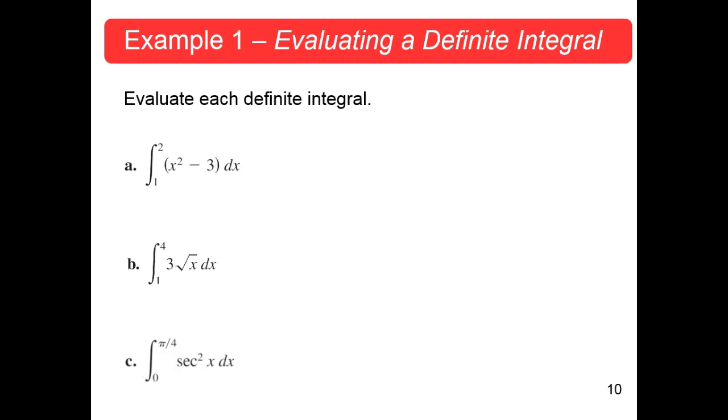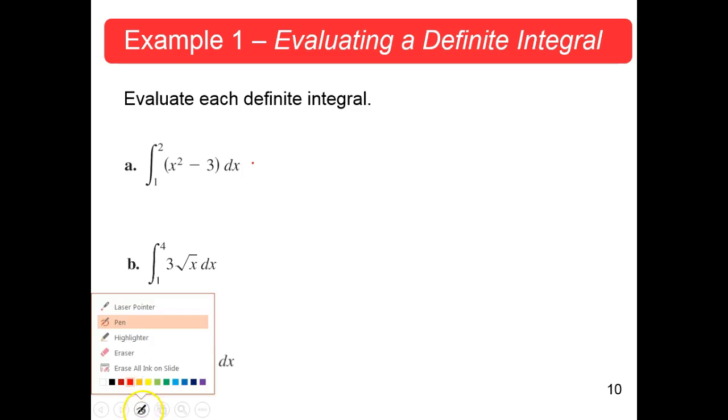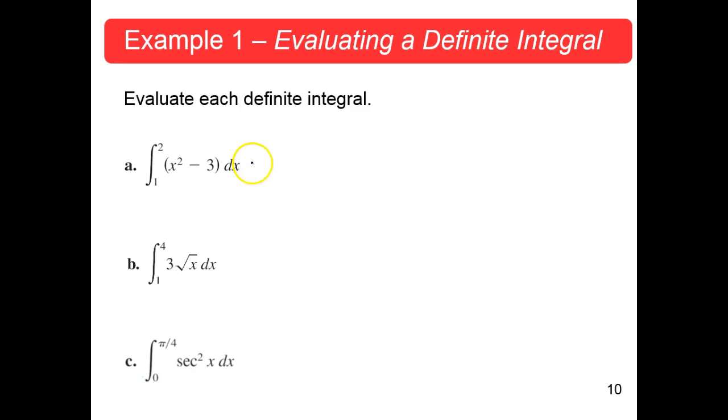So let's do something. Evaluate each of the following definite integrals. Oh, man. All right, you tell me what to do. Whoa, I got to get my pen back. So there it is. Would that be x cubed over 3 minus 3x? All right, excellent. The antiderivative of that would be x cubed over 3 minus 3x. Evaluate that from 1 to 2.